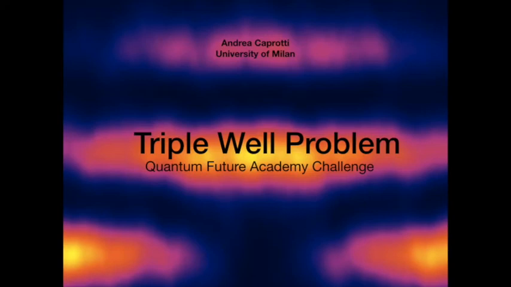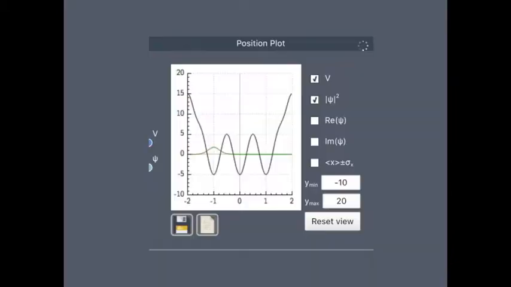I'm a physics graduate student at the University of Milan, and for this Quantum Future Academy challenge I tried to solve the triple well problem. The problem consists in a potential made up of 3 Gaussian wells, and the objective of the task is to try to optimize the time and fidelity in the transfer from the first to the final well by modulating the heights of the 2 barriers that distinguish the 3 wells.